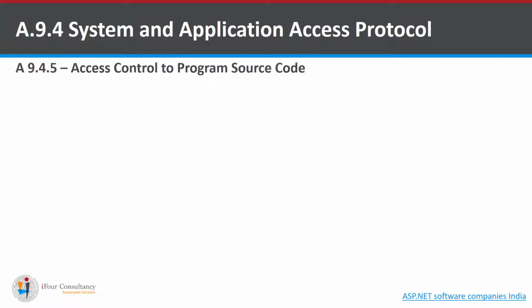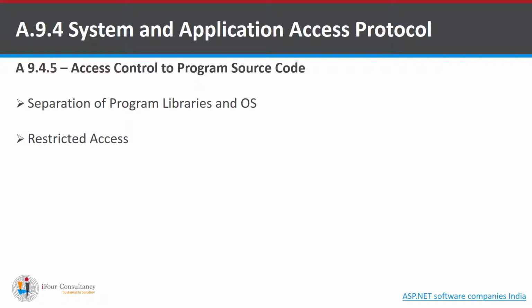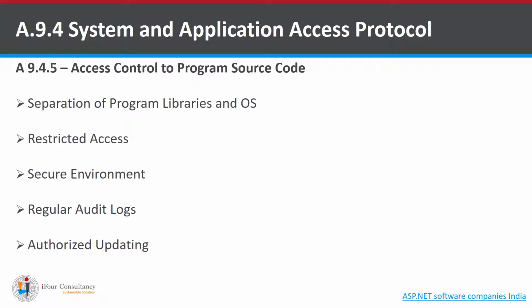And the last control is access control to program source code. It states that access to program source code shall be restricted, such that the program libraries and operating system should be separated. Restricted access to program source code should be given. The program source code should be secured and saved in a safe environment. Regular audits must be done on program source code. And authorized updating must be given to source code.